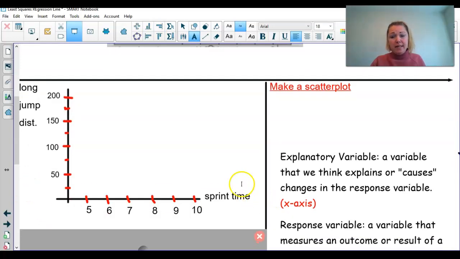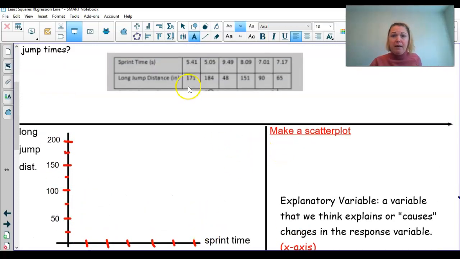So I have my x-axis, my sprint time explanatory variable, and my y-axis, my long jump distance. Now, next, you'll notice that I have 5 through 10 here on the x-axis. I did that by looking at my minimum and looking at my maximum. So my minimum is 5.05 and my maximum is 9.49. So I thought it's appropriate I can go by ones here.